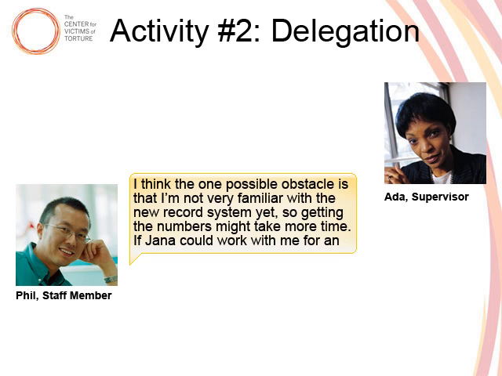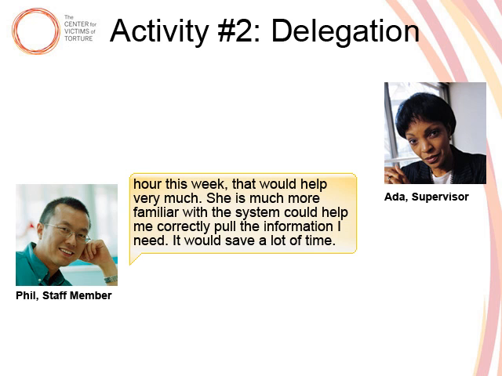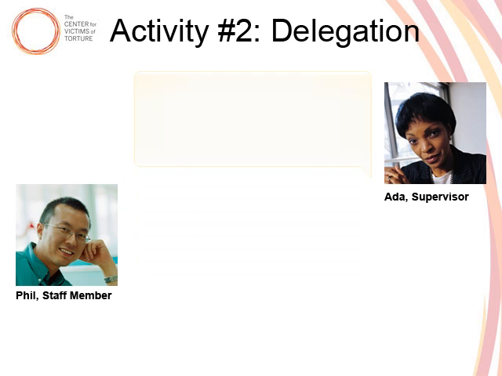I think the one possible obstacle is that I'm not very familiar with the record system yet, so getting the numbers might take more time. If Yana could work with me for an hour this week, that would help very much. She's much more familiar with the system and could help me correctly pull the information I need. It would save a lot of time.